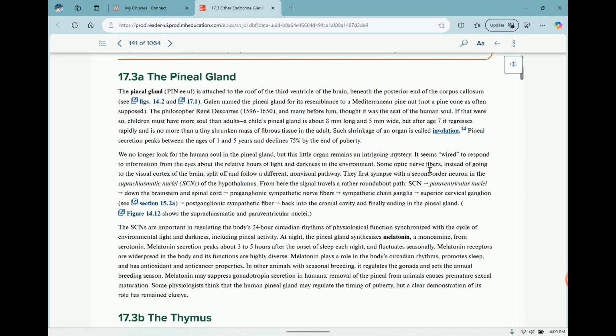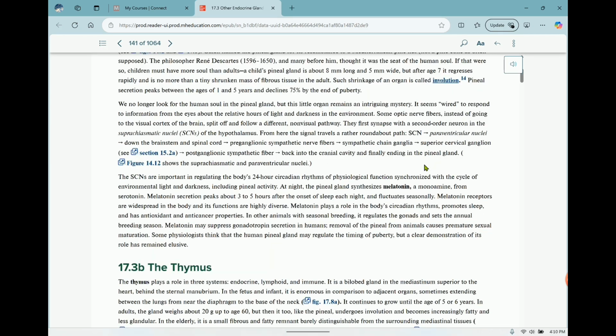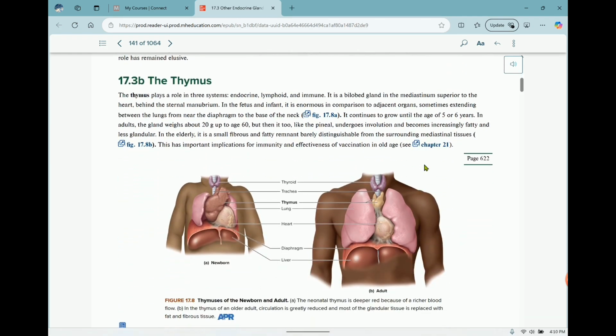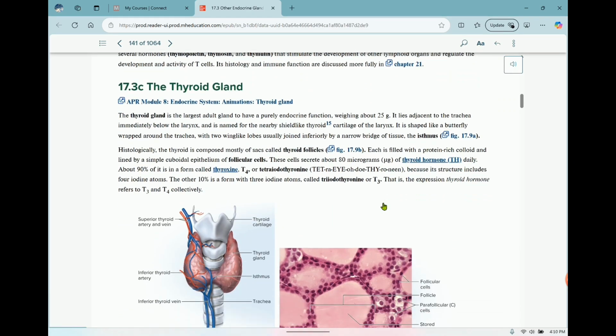Okay, we have the pineal gland, which is ultimately responsible for our sleep-wake cycles. The thymus, which is located in the mediastinum area, is for our immune system. One of its functions is to mature our T cells through a hormone called thymosin. Okay, the thyroid gland.